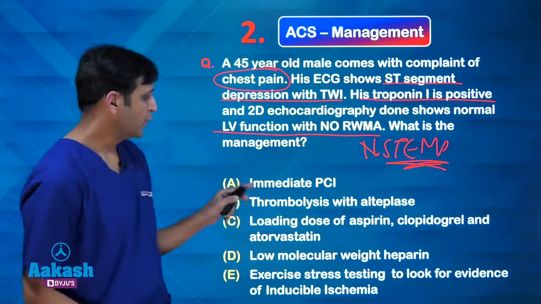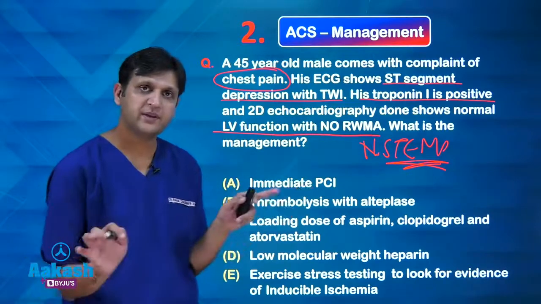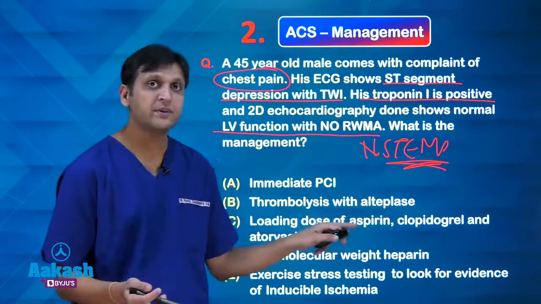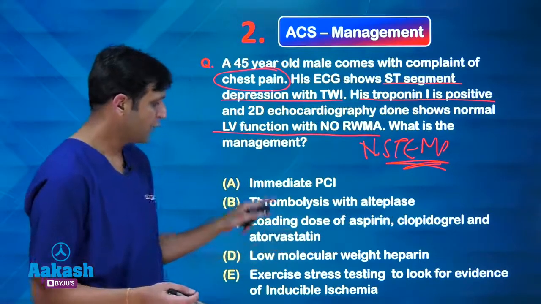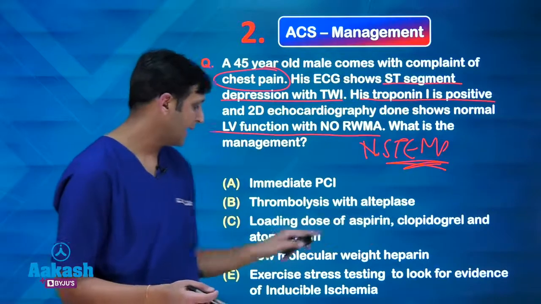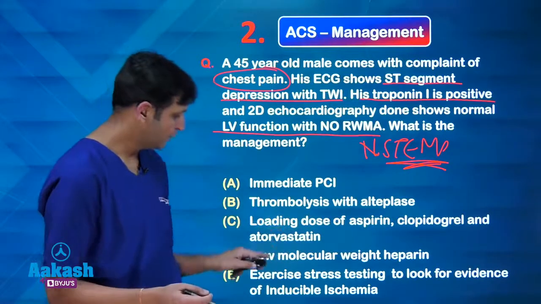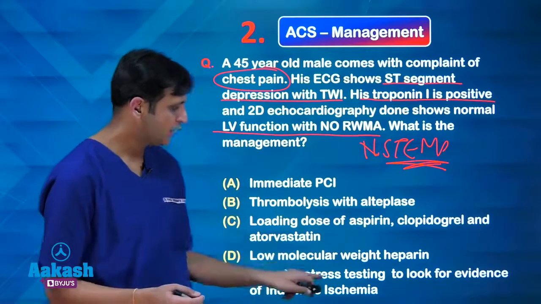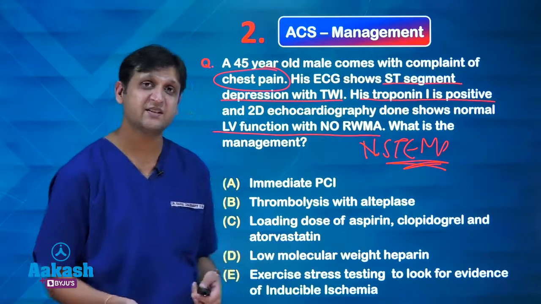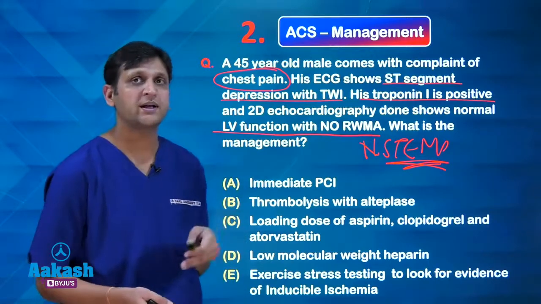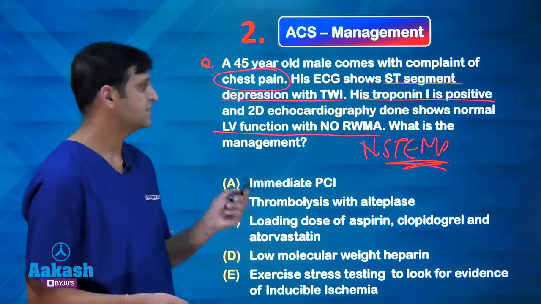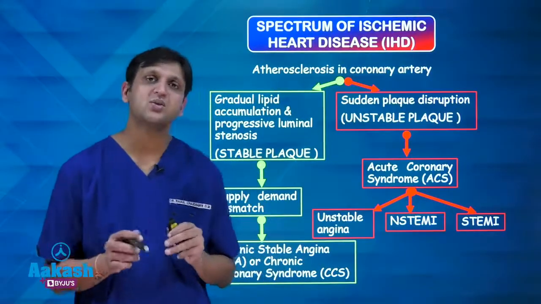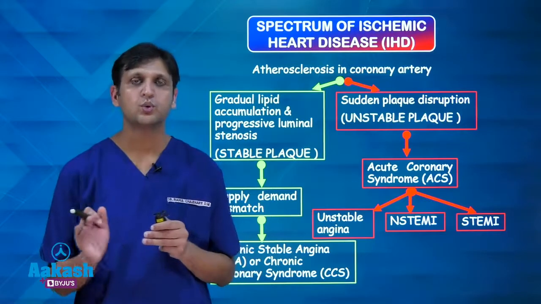So what would you do? Would you take the patient to the cath lab and do an immediate PCI? Would you thrombolyse this patient with alteplase, which is a fibrinolytic agent? Would you give him a loading dose of aspirin, clopidogrel, and atorvastatin? Would you give him a low molecular weight heparin? Or would you ask the patient to run on a treadmill and do an exercise test? So this question has multiple correct answers. Okay, so let us discuss this topic. So what is this question trying to ask you? It is trying to ask you, how would you manage a patient with acute coronary syndrome?